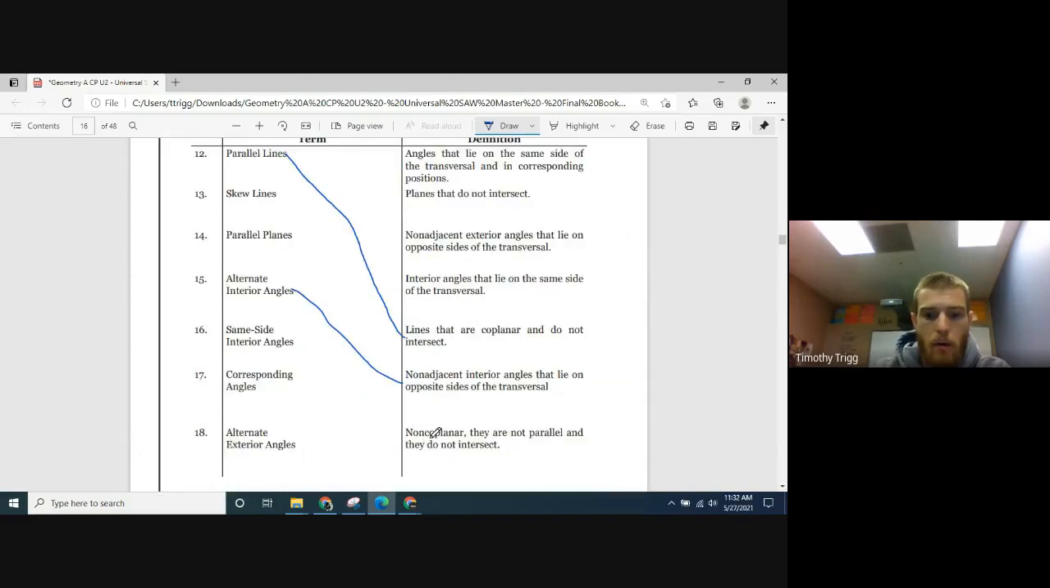How about lines that are non-coplanar, so they're not on the same plane, and they are not parallel, and they don't intersect. So they're not on the same plane and they don't intersect. Well, those are skewed lines.